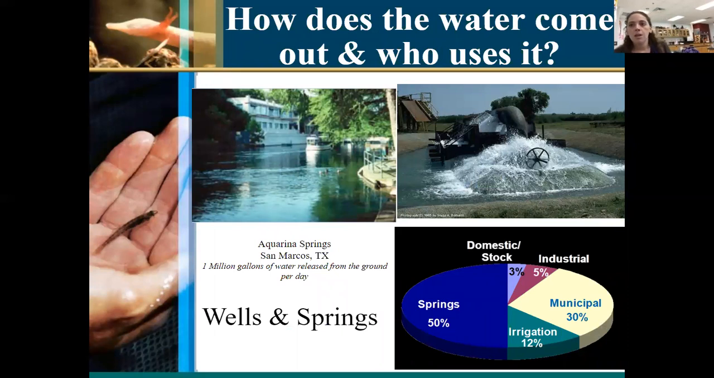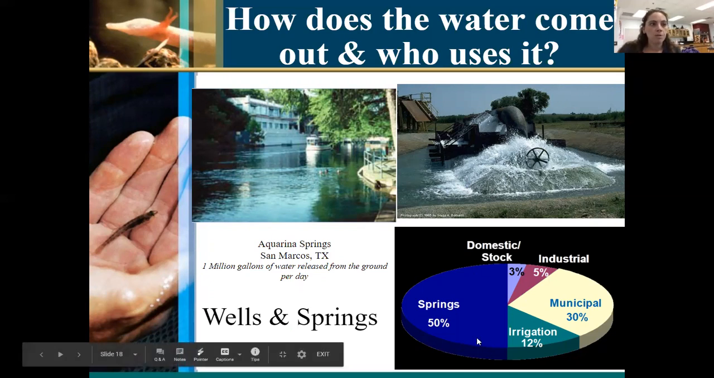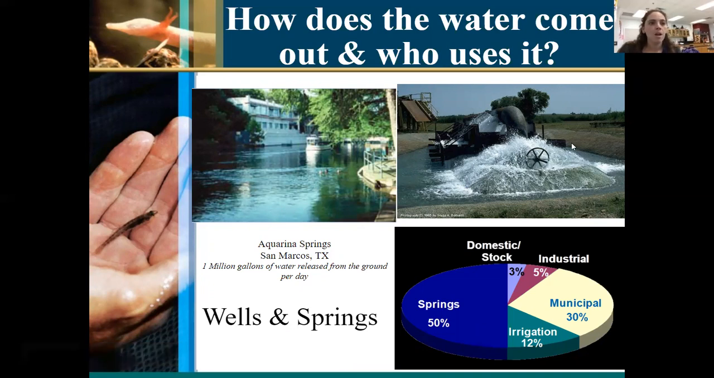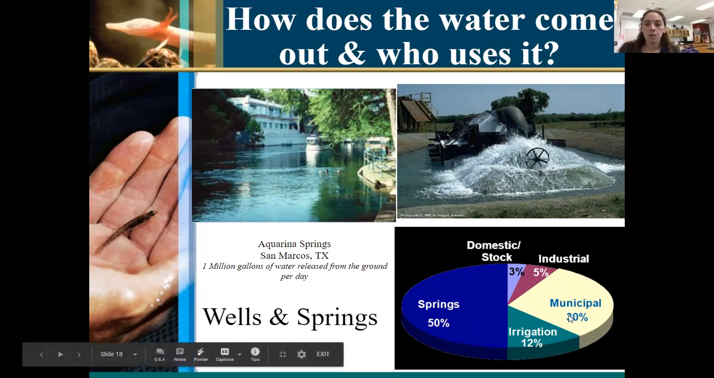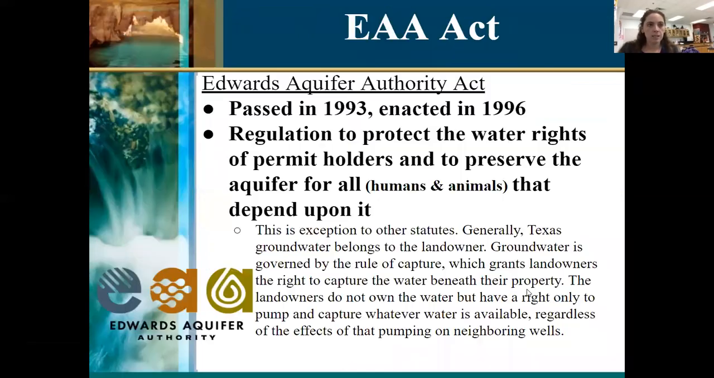So how does the water come out and who uses it when it comes to the Edwards Aquifer? And here's another picture of the Aquarena Springs in San Marcos. So about half the water comes out through springs to feed rivers. So this one here feeds the San Marcos River. The rest of it gets pumped out for a variety of uses. So there's municipal use, so that's all the people who live in San Antonio. Irrigation for croplands, for feeding animals, and then industrial uses.